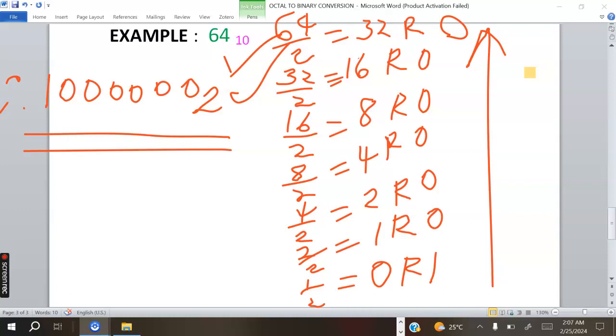So I hope up to that point we are able to use the long division method to convert decimal numbers to binary. In the next video, I will show you how to use the other method, the place value method. So in case you are having a challenge on this one, you can try the other one.